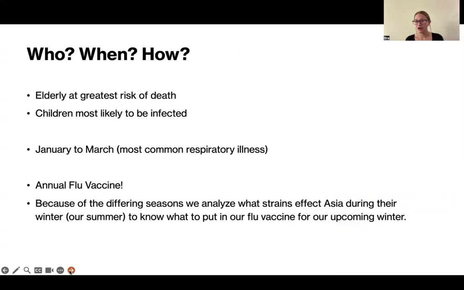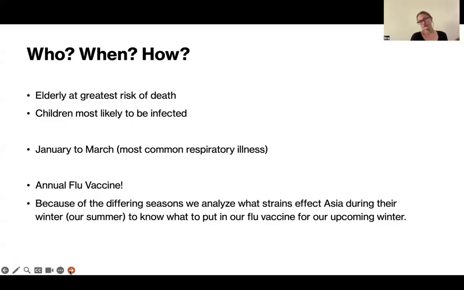Who, when, and how? So anyone can get the flu, but elderly are at the greatest risk of death and complications. But children are most likely to be infected. Anyone can get it though. And when do they get it? Usually January to March. It's the most common respiratory illness of those months. And that is why we get the flu vaccine before January.